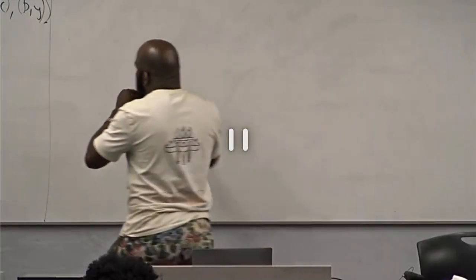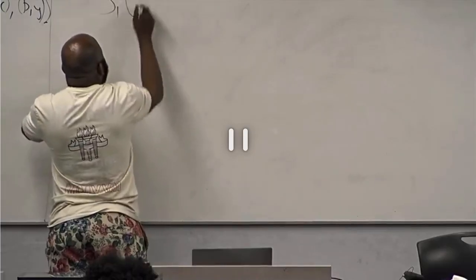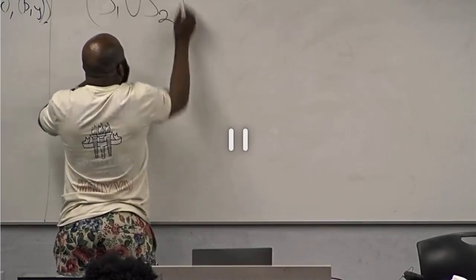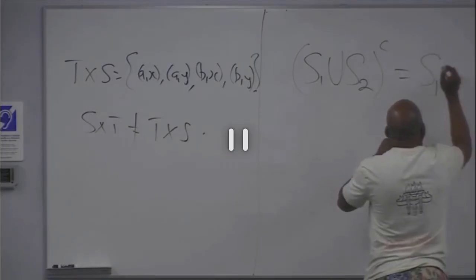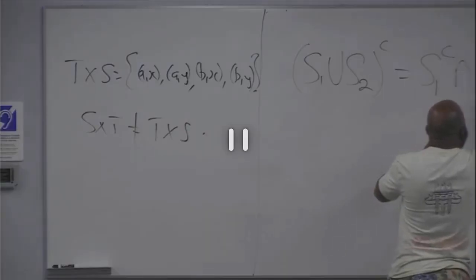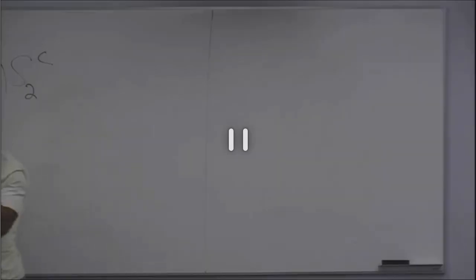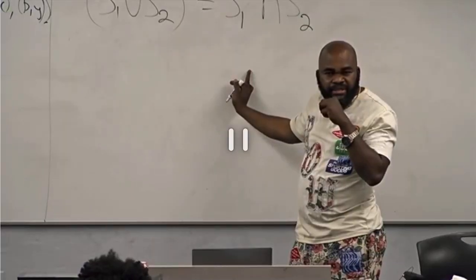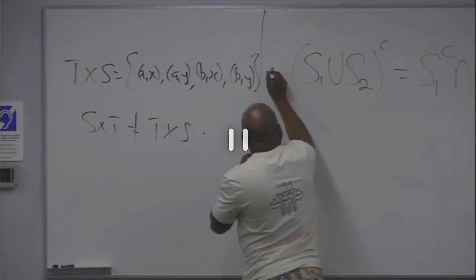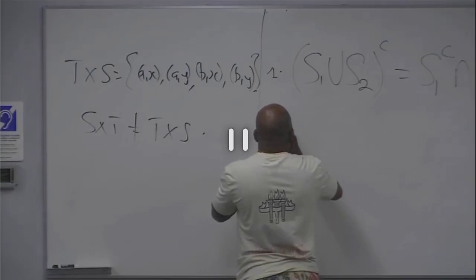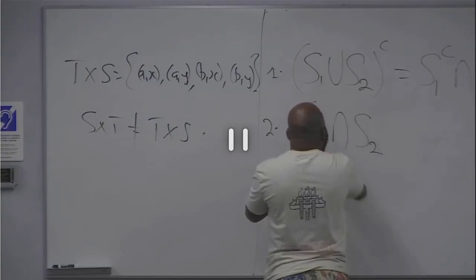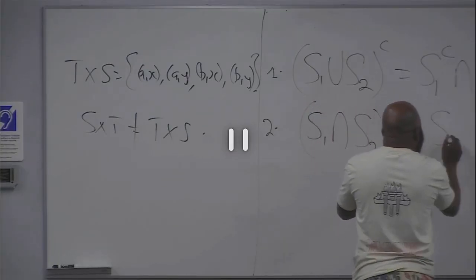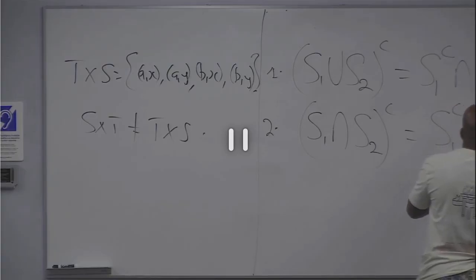I'm going to start from two events. Now, (X1 union X2) complement is equal to X1 complement intersect X2 complement. This is the first De Morgan's law when I'm talking about two sets. The second De Morgan's law is (X1 intersect X2) complement is the same thing as X1 complement union X2 complement.